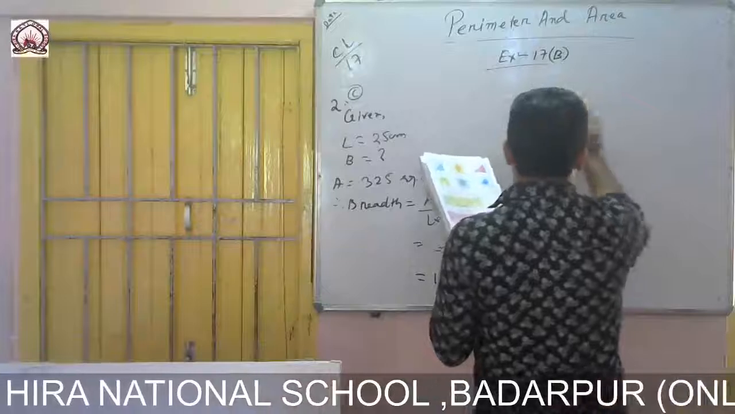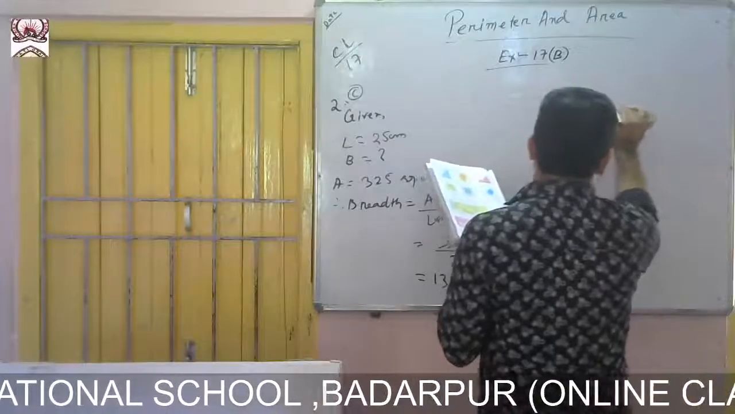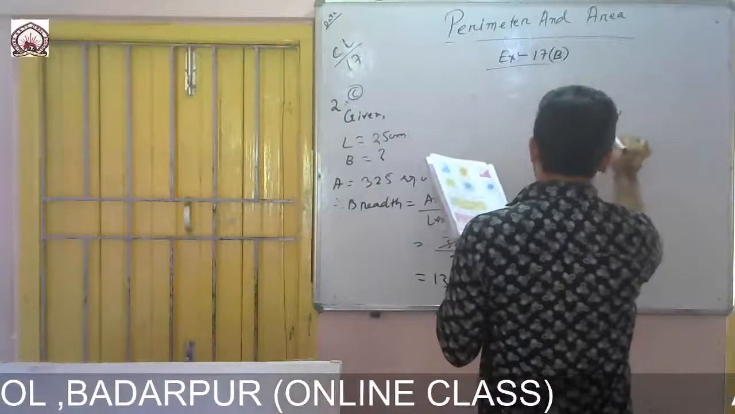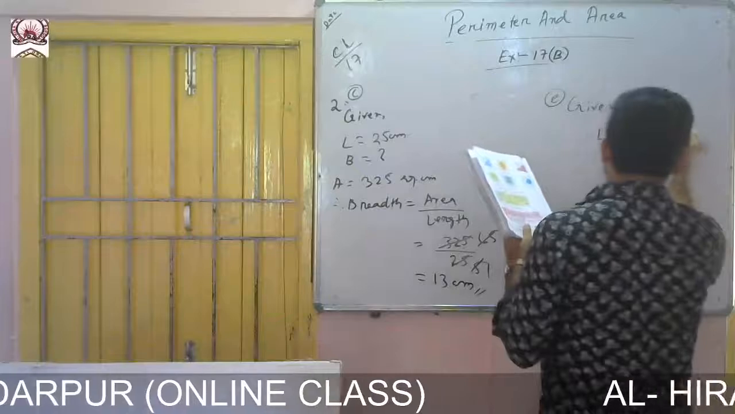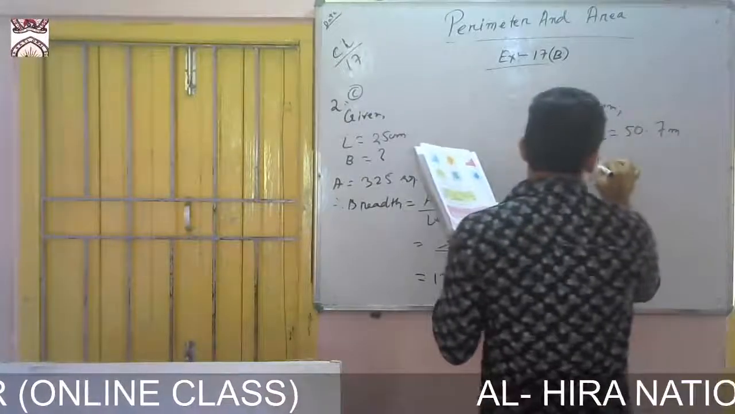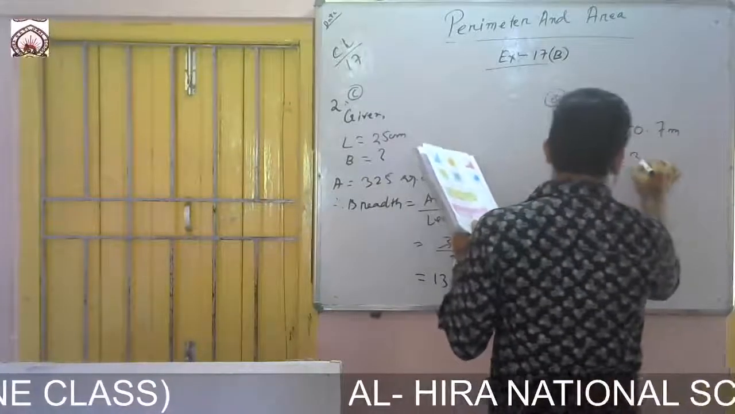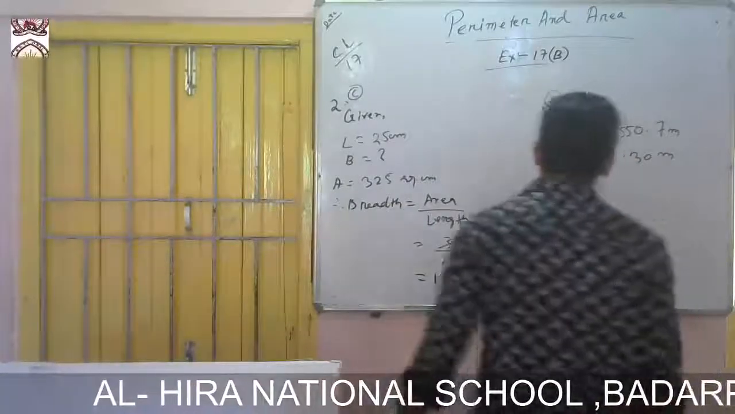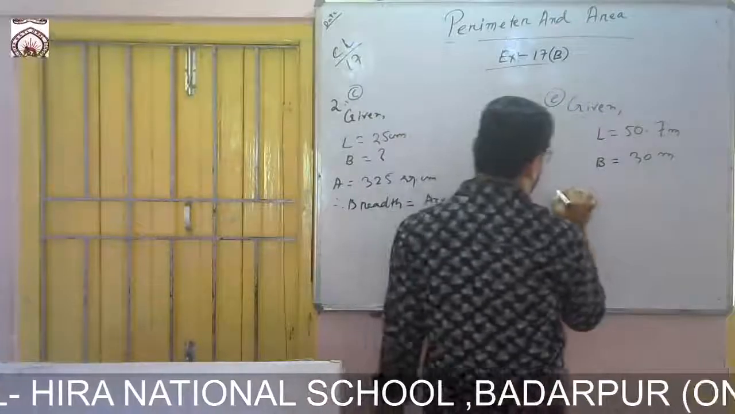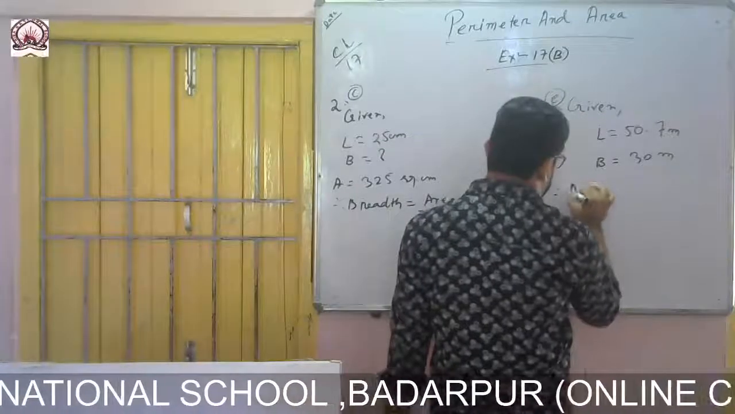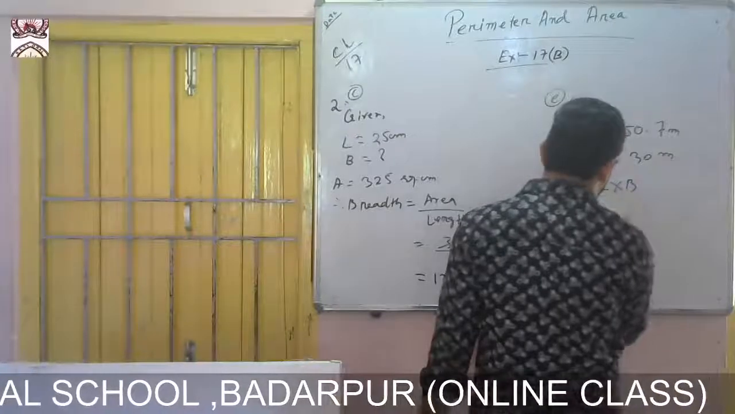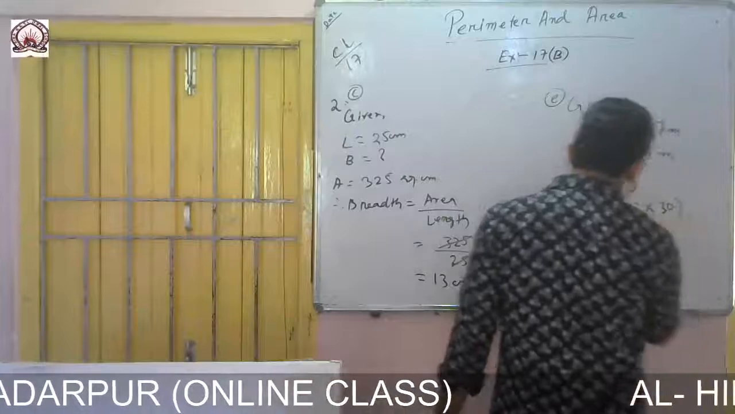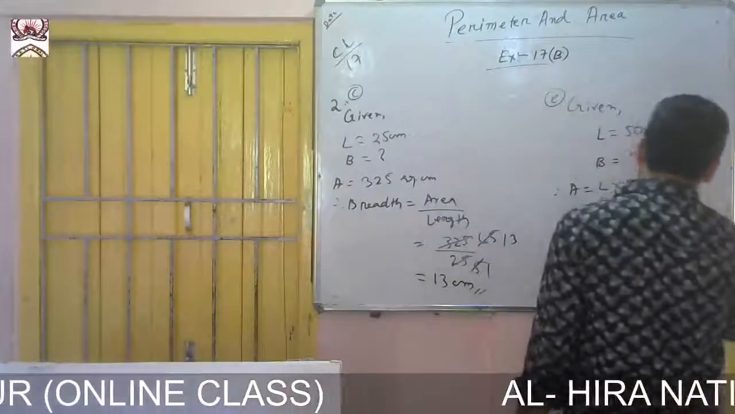Given length equals 50.7 meter. Breadth equals 30 meter. Therefore we need to find area. Area equals length into breadth. So length 50.7 into breadth 30. Multiply it, you will get the answer.